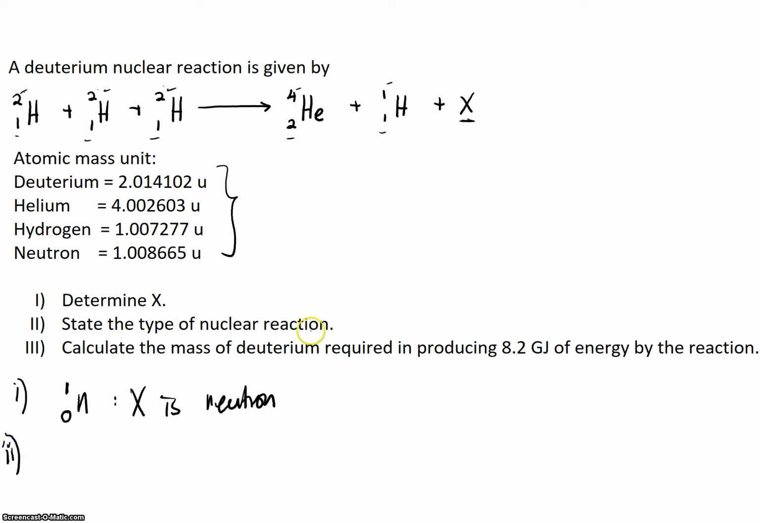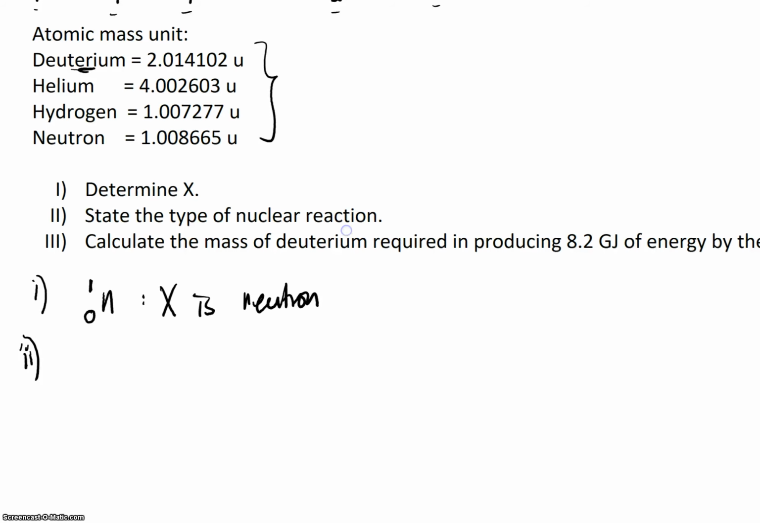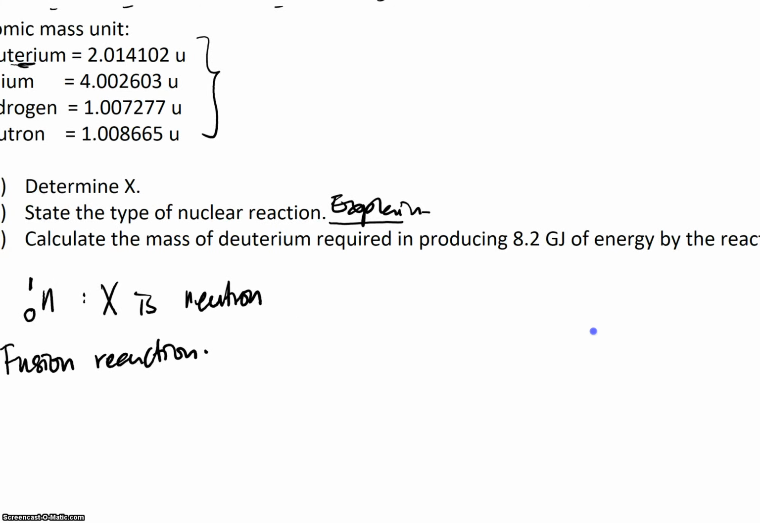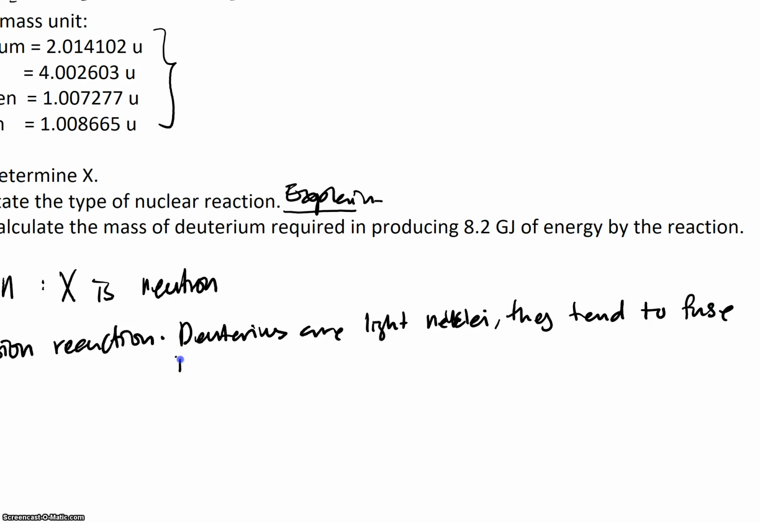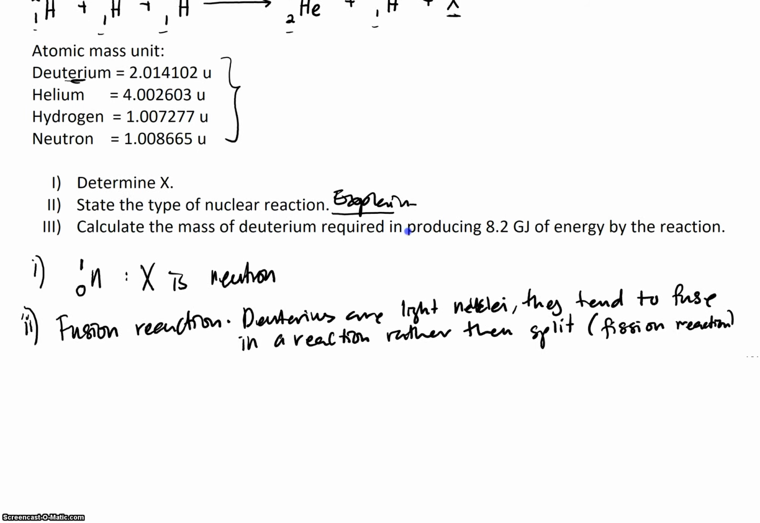Okay, next, number 2, state the type of nuclear reaction. Because we are talking about deuterium here, it's actually a fusion reaction. This question did not ask us to explain, so we don't have to do anything. But if you were asked to explain, then you can say that deuteriums are light nuclei, so they tend to fuse in a reaction rather than split. If it splits, it is called a fission reaction. So that's question number 2, and that's the answer.